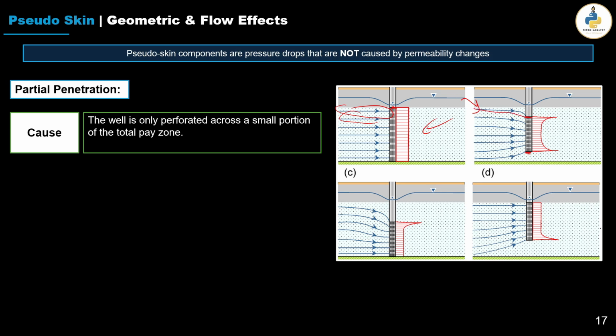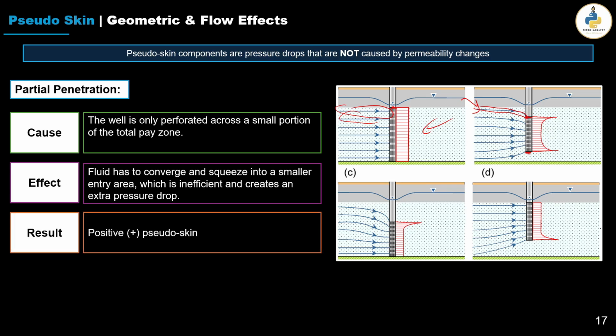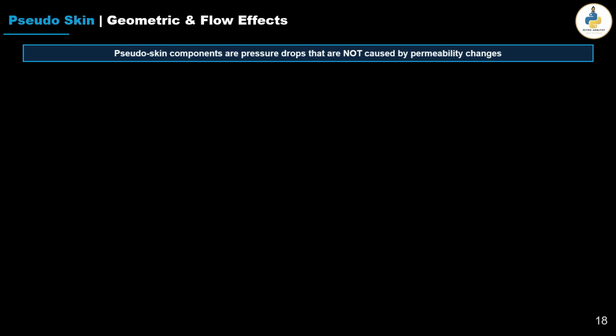This causes the flow path of the fluid to converge and squeeze near the wellbore area, causing additional pressure drop. And so the cause is the partial penetration, the effect is the convergence or the squeeze into a smaller entry area between the reservoir and the well, causing extra pressure drop. The result, we will have positive pseudo-skin.